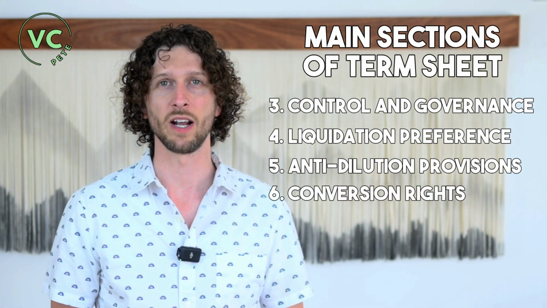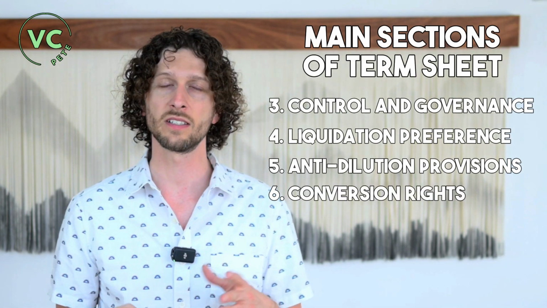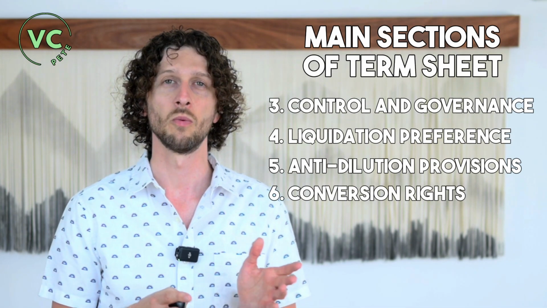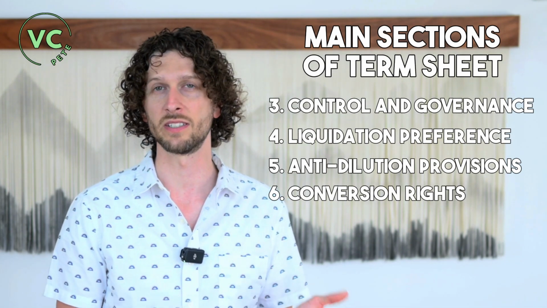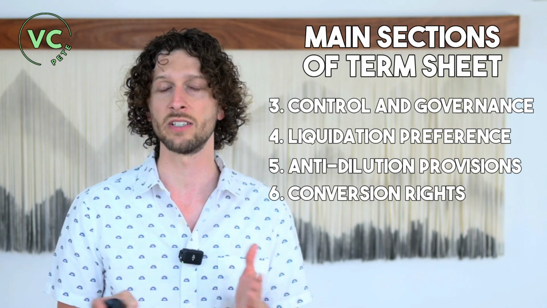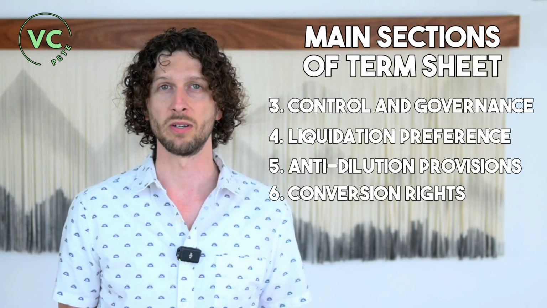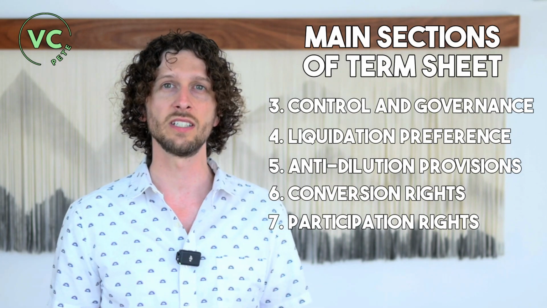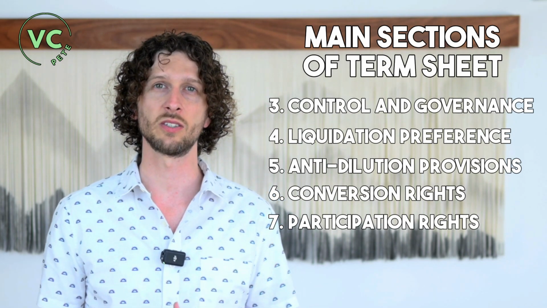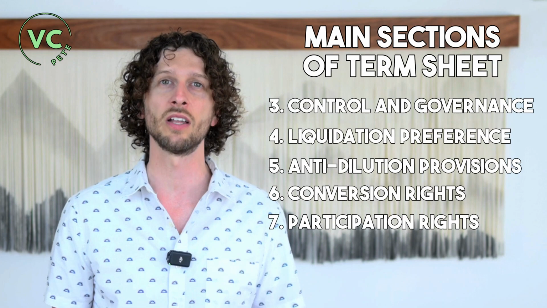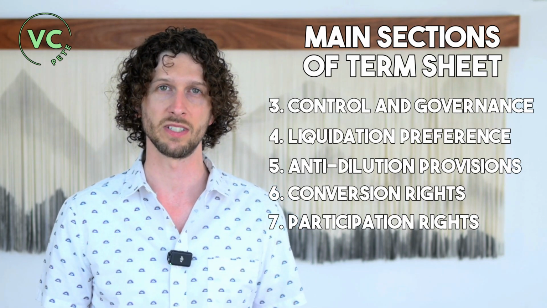Number 6, conversion rights. For convertible securities, this includes provisions on when certain things can be converted, whether it's debt into equity or preferred shares into common shares or so forth. Number 7, participation rights. This section details whether investors get to participate in the equity beyond their preference amount in the event of a sale.